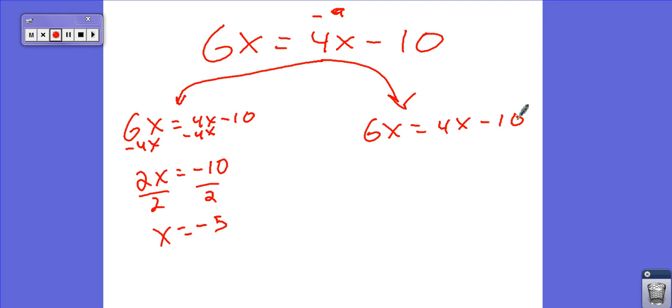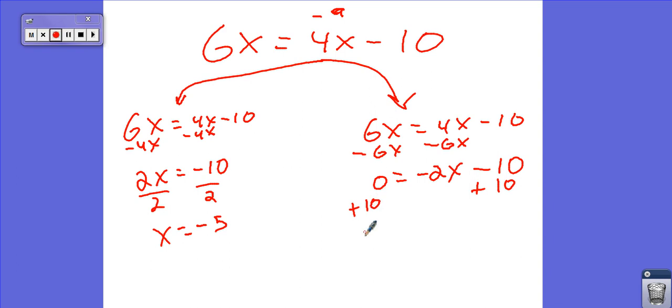Now, if I do it this way, 6x equals 4x minus 10, I could, if I wanted to, subtract 6x on both sides and get 0 equals negative 2x minus 10. Then I would have to add 10 to both sides to get it away from the x. I get 10 equals negative 2x. Then I would have to divide by negative 2 on both sides to get x equals negative 5. I get the same answer both ways, but one was less work than the other. The one on the left was a lot less work than the one on the right.